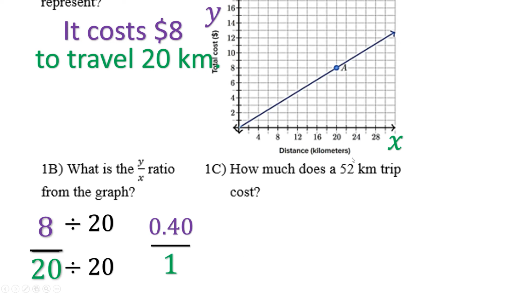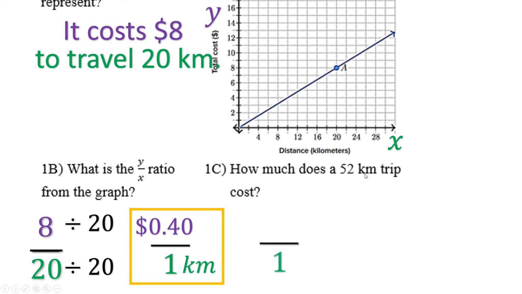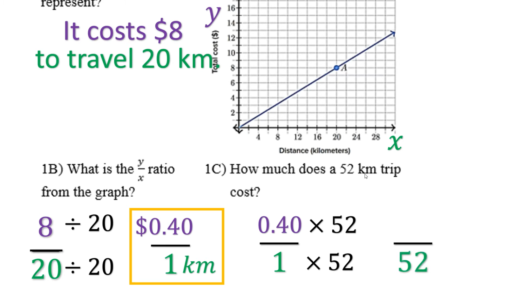Therefore, how much would a 52-kilometer trip cost? Well, you'll notice 52 is not on the graph, so we can't use the graph for that. So we have to use this value. If it's 40 cents for 1 kilometer, then to get 52 kilometers, we're going to take 40 cents and multiply by 52, and we will get $20.80. For some reason, in my PowerPoint, the dollar sign should say $20.80.